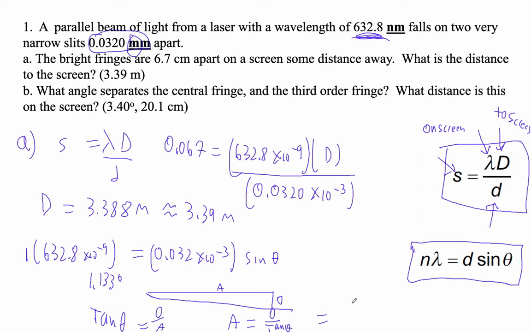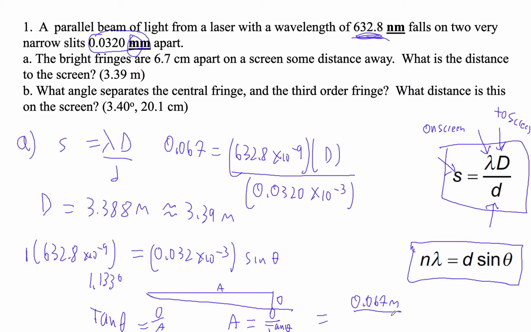So let's do that. The opposite side is 0.067 meters. Let's divide by the tangent of this angle. Okay, I've got it now. 0.067 divided by the tangent of the number I just got.